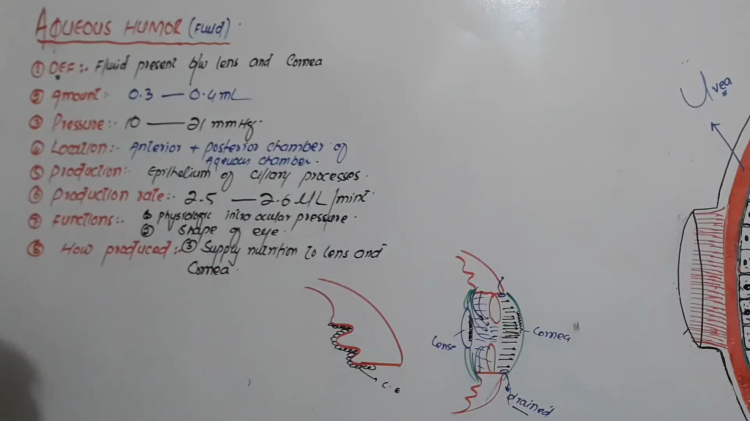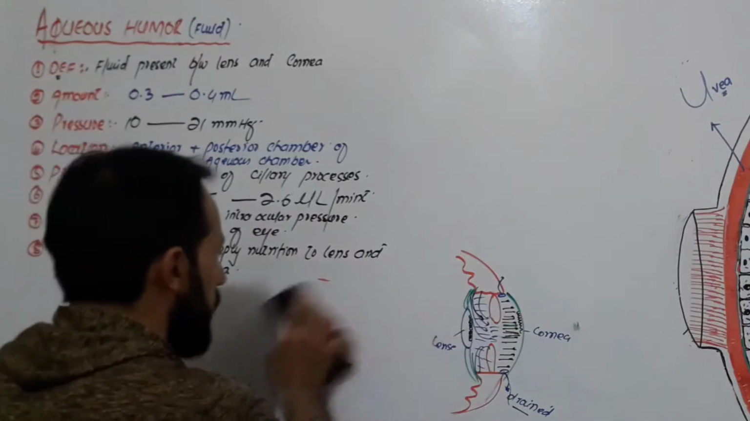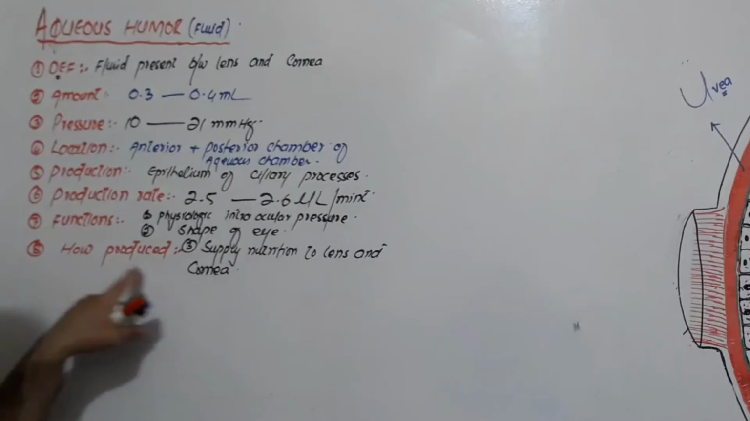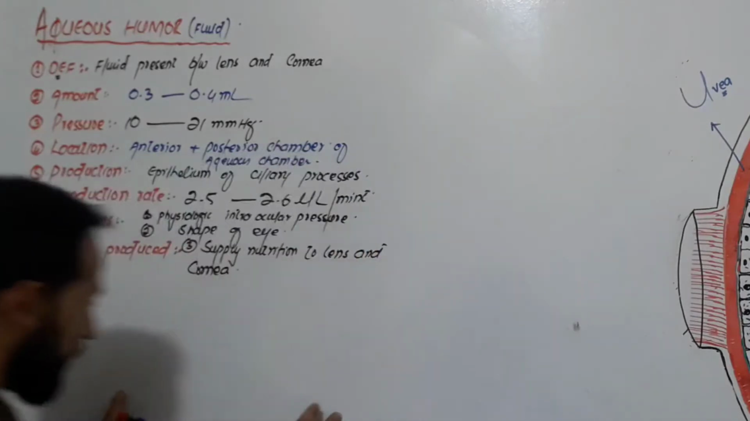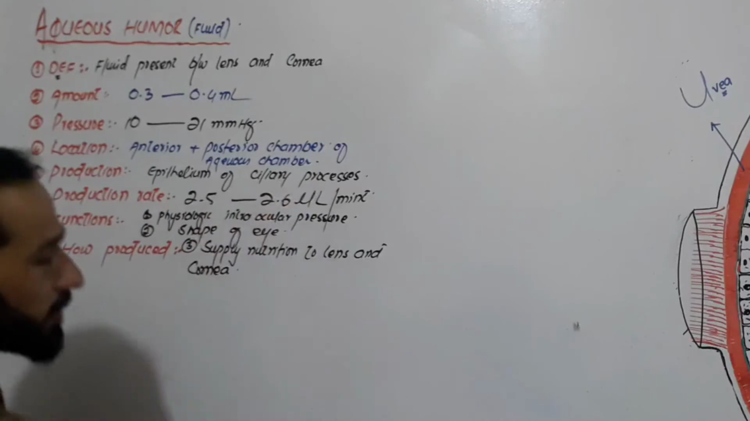Okay, so these were some basics about the aqueous humor. Now we go into the detail of how the aqueous fluid is produced. First of all, let me make a diagram here. Who produces it? We have said that the epithelium of the ciliary processes.